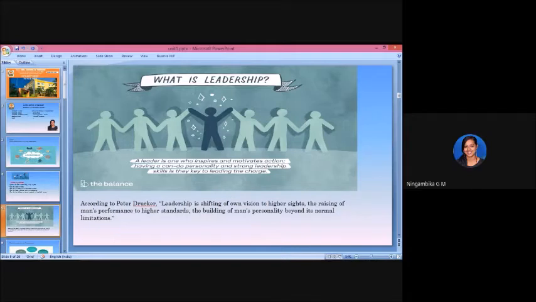He says that leadership is the ability to persuade others to seek defined objectives enthusiastically. It is the human factor which binds a group together and motivates it towards goals.